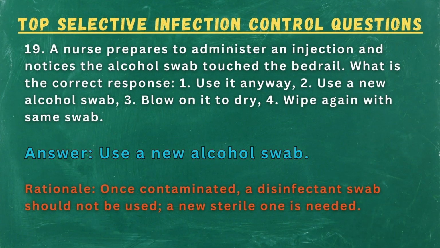19. A nurse prepares to administer an injection and notices the alcohol swab touch the bed rail. What is the correct response? 1. Use it anyway. 2. Use a new alcohol swab. 3. Blow on it to dry. 4. Wipe again with same swab. Answer: Use a new alcohol swab. Rationale: Once contaminated, a disinfectant swab should not be used. A new sterile one is needed.